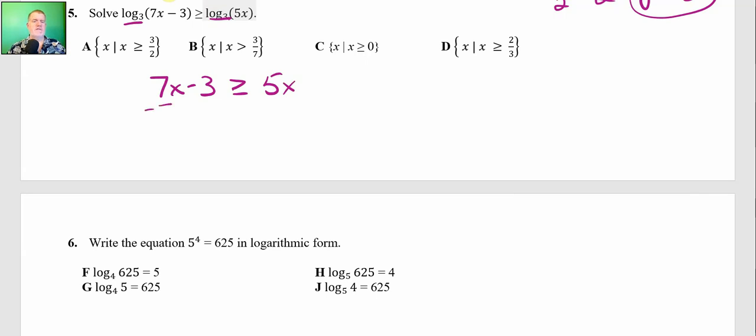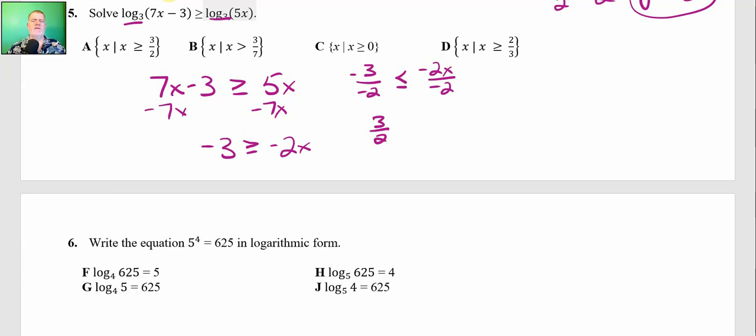So let's take 7x from both sides. Negative 3 is greater than or equal to negative 2x. So now I'm going to divide by negative 2. Remember, if you divide by a negative, you flip the sign. So that leaves me with 3 halves is less than or equal to x. And again, I'm going to write the x first, which means I'm going to flip the sign again, because the big mouth opening is going to go towards the x. x is bigger than or equal to 3 halves.